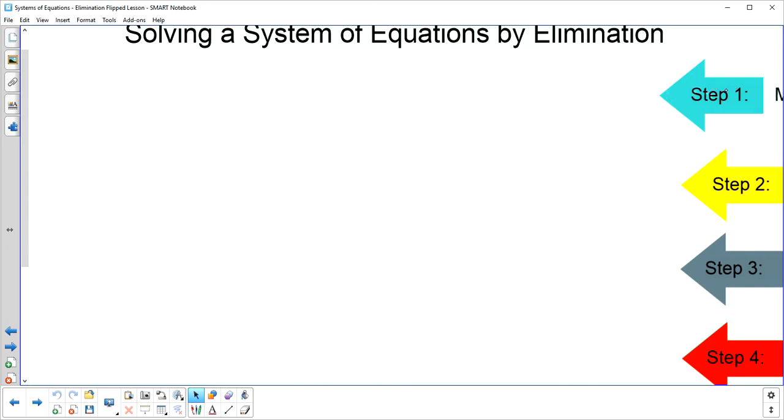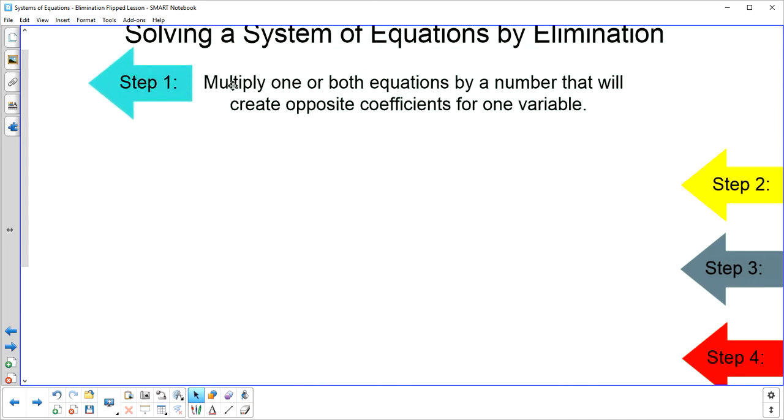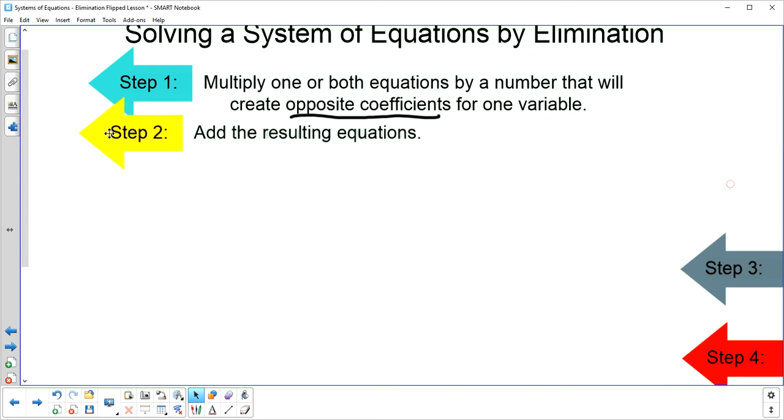So your first step is to multiply one or both equations by a number that will create opposite coefficients for one variable. Now that's the important piece. We need to have opposite coefficients. Opposite meaning they have different signs. Coefficients obviously meaning the numbers in front of the variables.